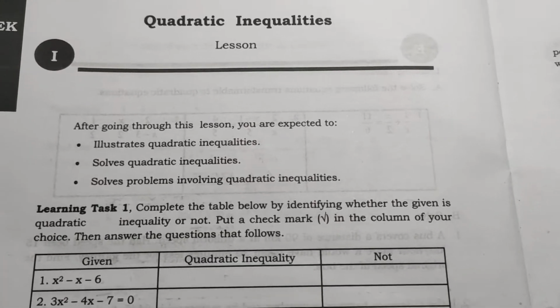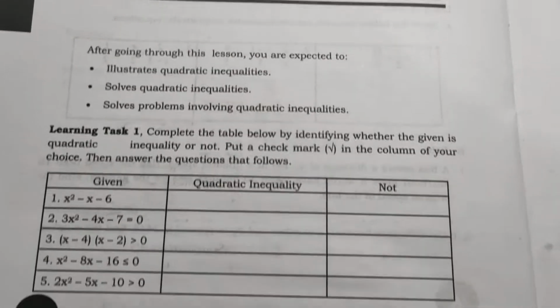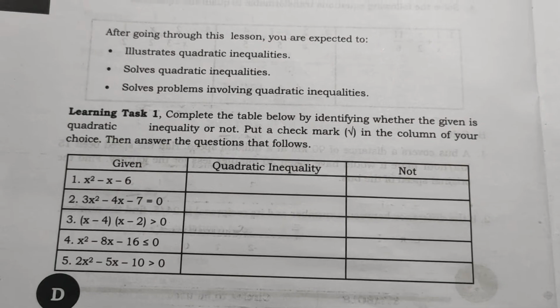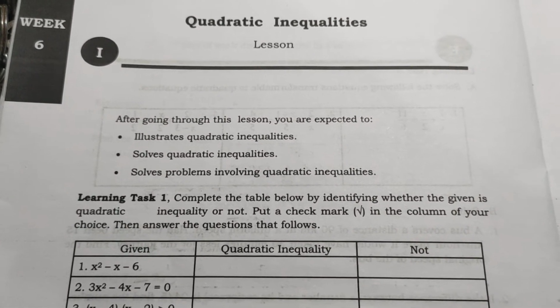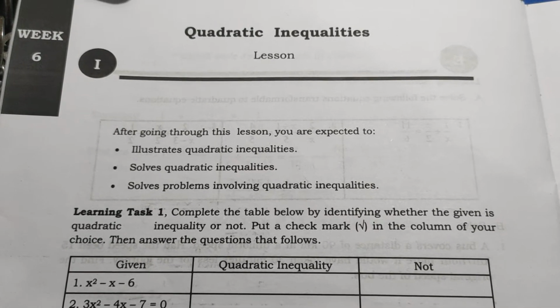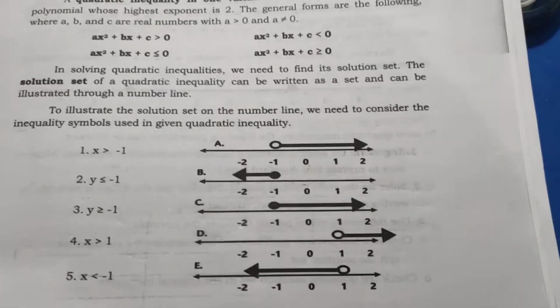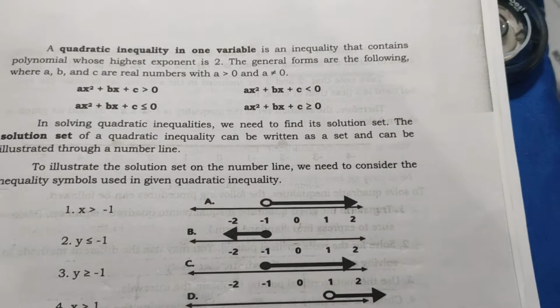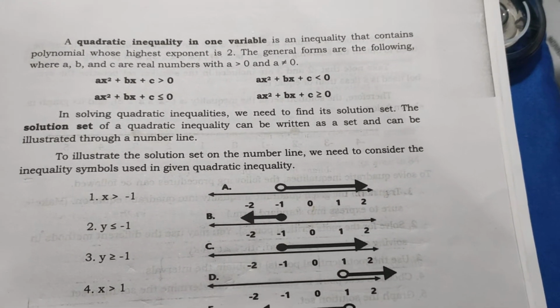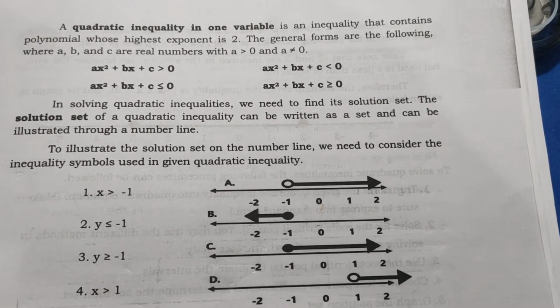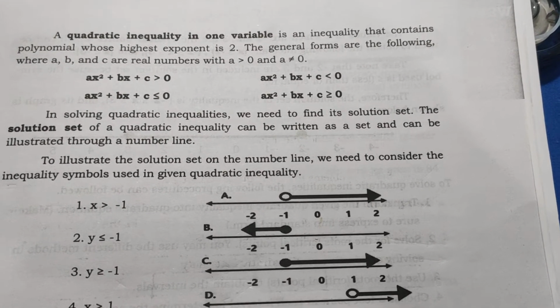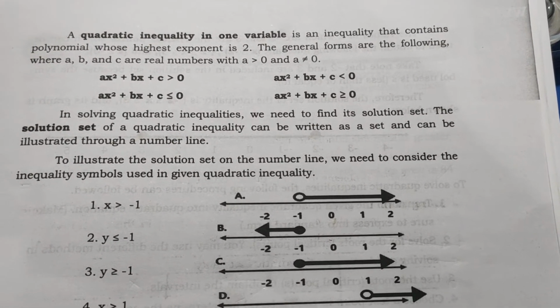We are now in the quadratic inequality. So for us to answer learning test number 1, we have to identify first what a quadratic inequality in one variable is. In the definition in your module, a quadratic inequality in one variable is an inequality that contains a polynomial whose highest exponent is 2.